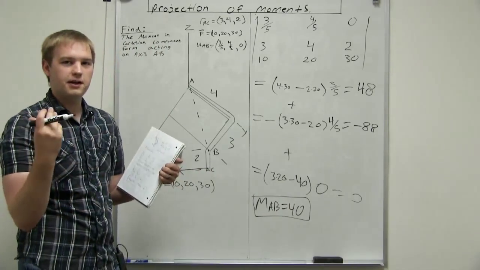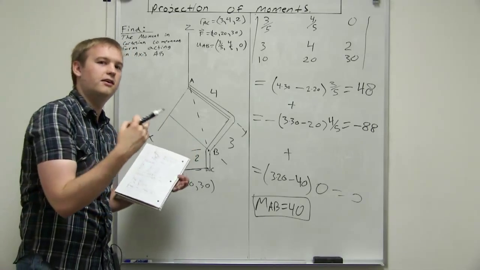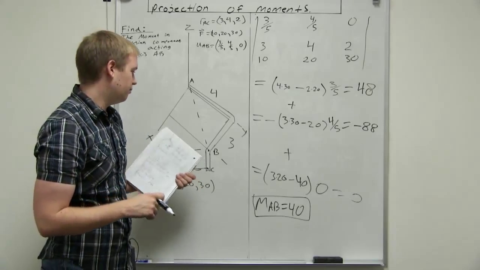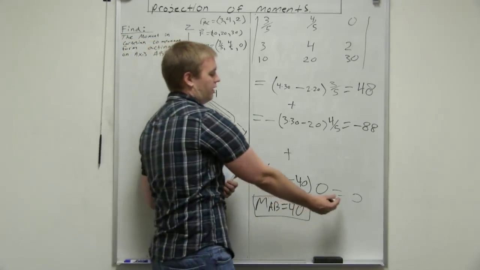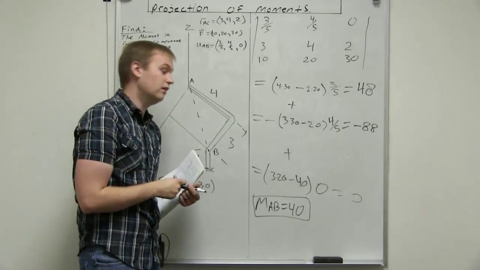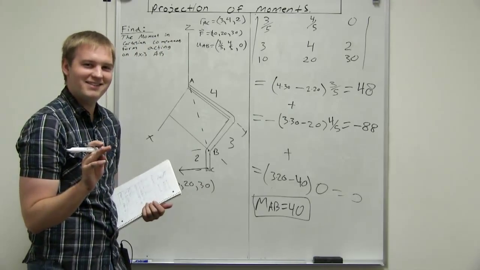Okay, but the question asked originally for that moment in Cartesian components. Right now it's just a magnitude of 40. So we still need to break it up into its moment about the x-axis on the axis AB, and then moment about the y-axis. And we know that the moment about the z-axis is 0 because there's no component of that axis acting in the z direction. Anyway, hopefully that made sense.